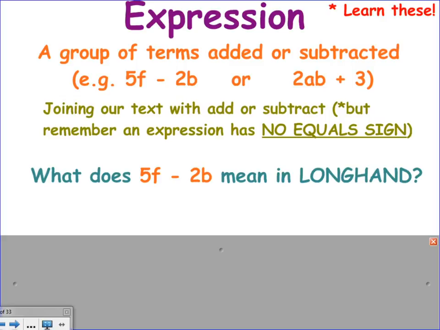Okay? So we know what it means in longhand. We know that 5f means 5 times f minus 2 times b. That's just an aside. What you need to remember is that this is an expression. Okay? There's no equal sign, and I'm joining two terms with a plus or a minus.